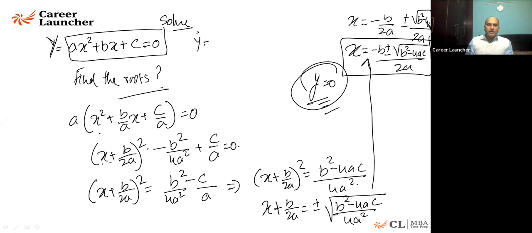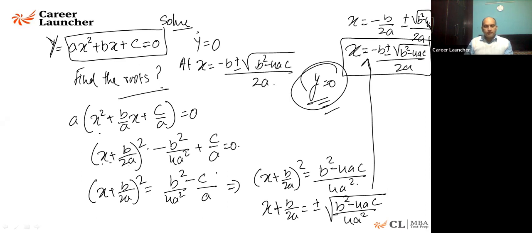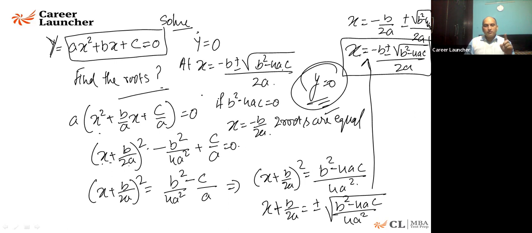So finally, y comes out to be 0 at x is equal to minus b plus minus root of b square minus 4ac upon 2a. Fine. So what do I get? If b square minus 4ac is equal to 0, the value of x is minus b by 2a. That is a single root, so two roots are equal. This is a very important equation. Whenever b square minus 4ac is equal to 0, there are two roots and both of them are the same, that is minus b by 2a.